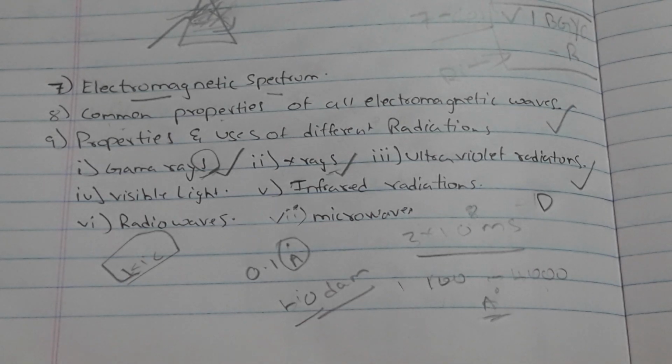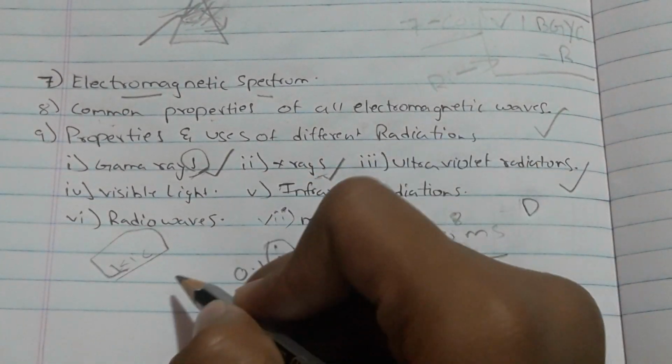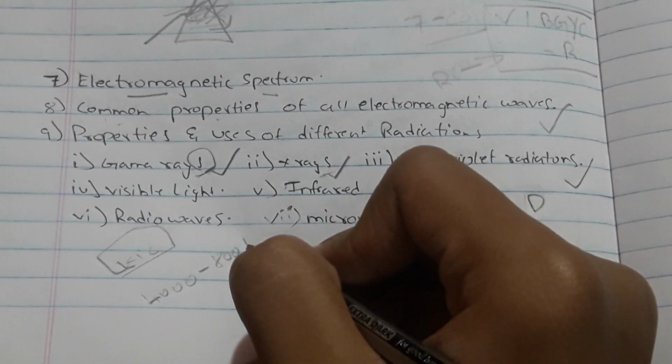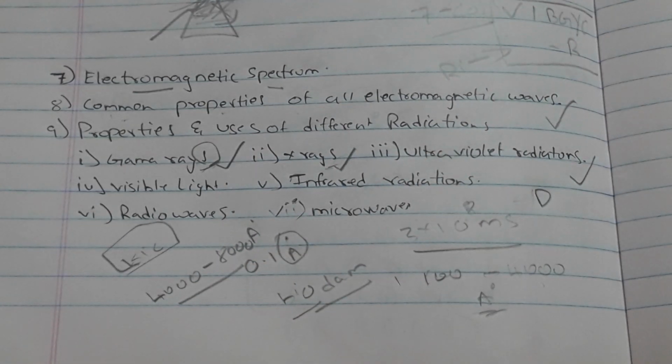Now moving to visible light. Here the visible light has a wavelength from 4000 to 8000 Angstrom. And what is the source of visible light? The source of visible light is the sun, electric bulb, flame, and many more are examples of visible light.